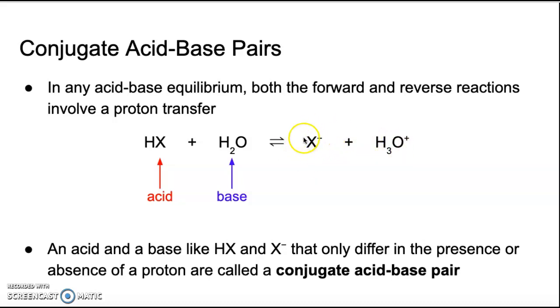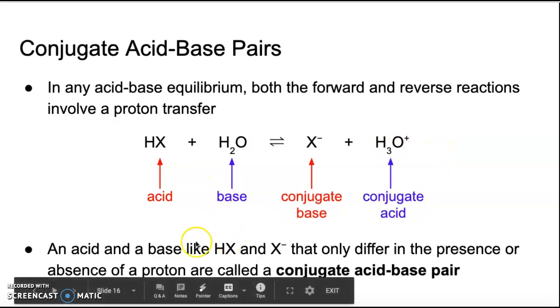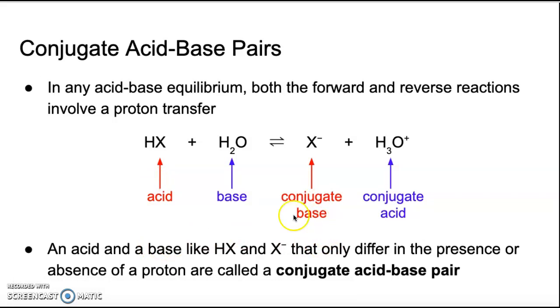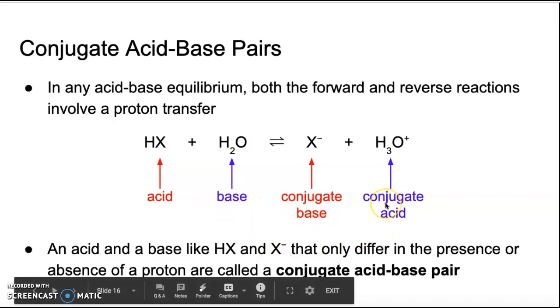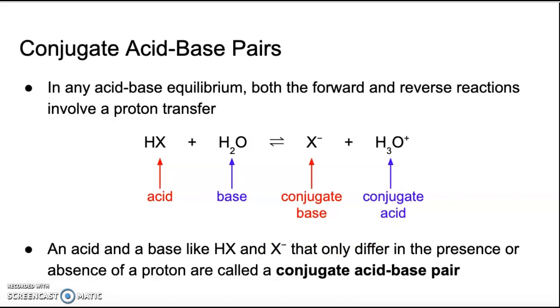And in the reverse reaction, this X minus is acting as a base by accepting a proton from hydronium to turn back into HX. So that X minus we would call a conjugate base. On the other hand, water acts as a base in the forward reaction, accepting a proton, but in the reverse reaction, this hydronium ion is going to act as an acid in donating the proton. Because it's the same as water, but with one extra hydrogen, we would call that the conjugate acid of water. So HX and X minus create what we call a conjugate acid-base pair, and water and the hydronium ion also create a conjugate acid-base pair.